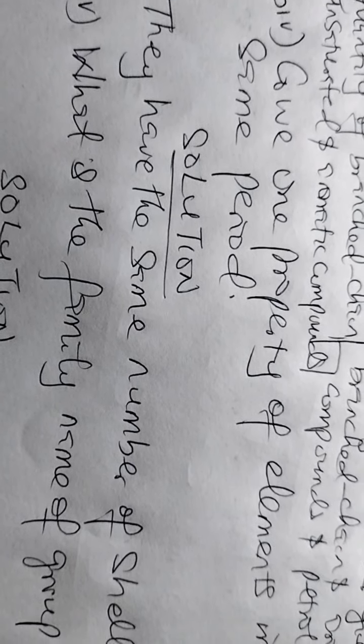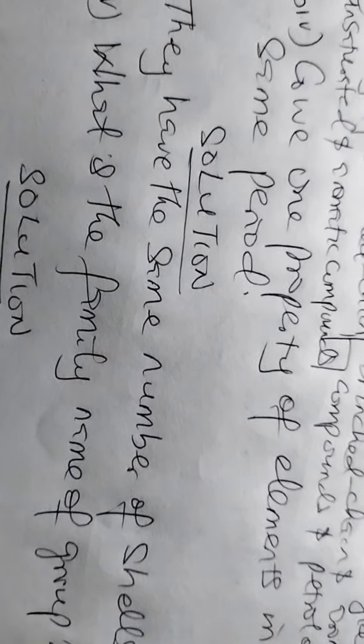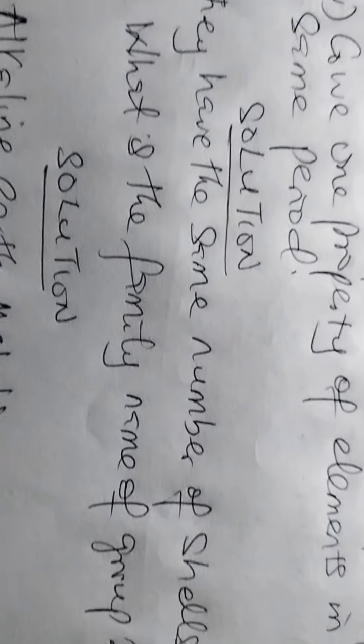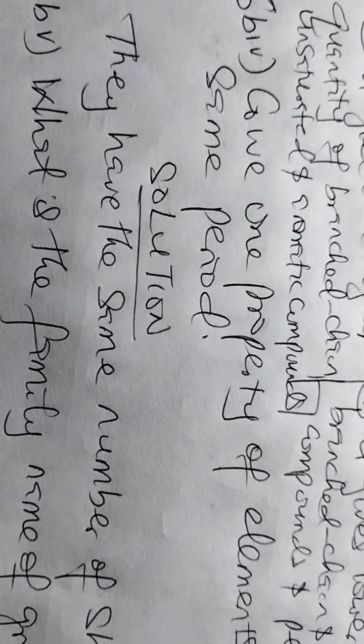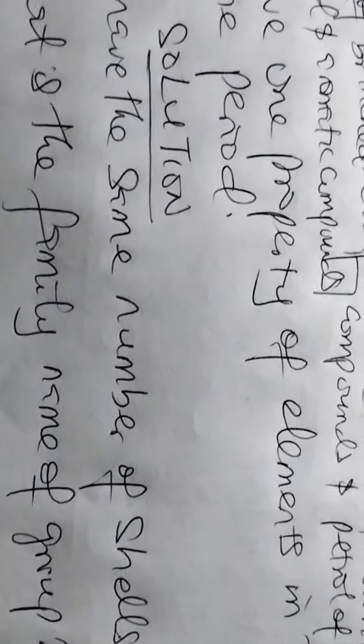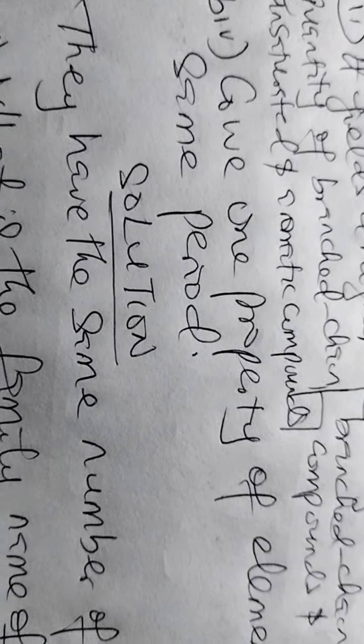6BIV: give one property of elements in the same period. Solution: they have the same number of shells. Elements in the same period will have the same number of shells. That is common among elements in the same period.